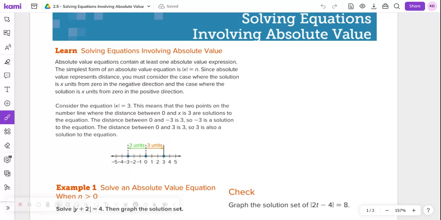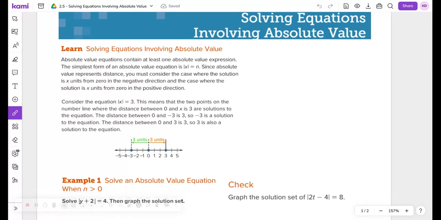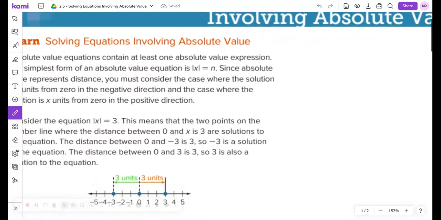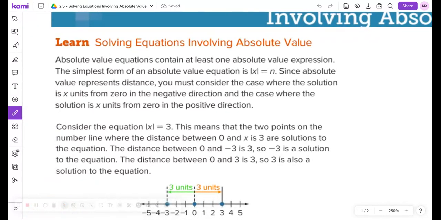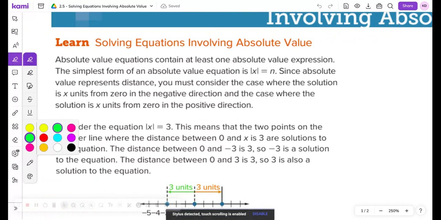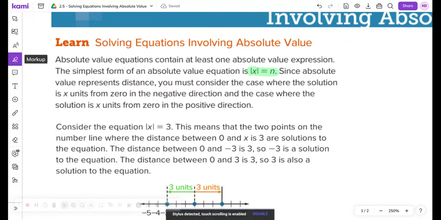All right, guys, so today we are going to be talking about absolute value equations and how to solve them. Now, our absolute value is those little bars. So, for example, the absolute value of x is equal to n. Now, remember, absolute value represents a distance. When you consider the case where the solution is x units from 0, it goes in the negative direction and the positive direction.